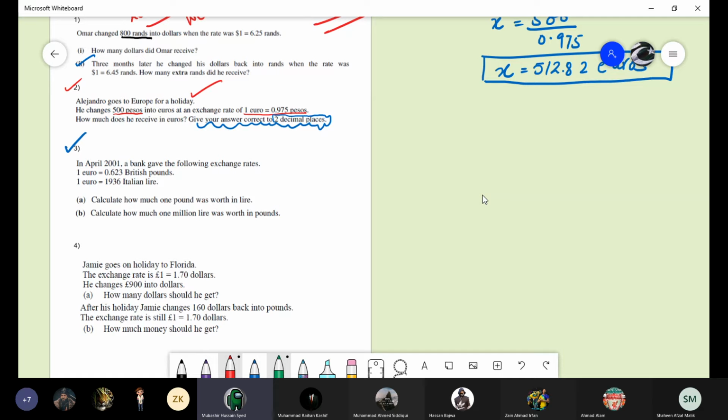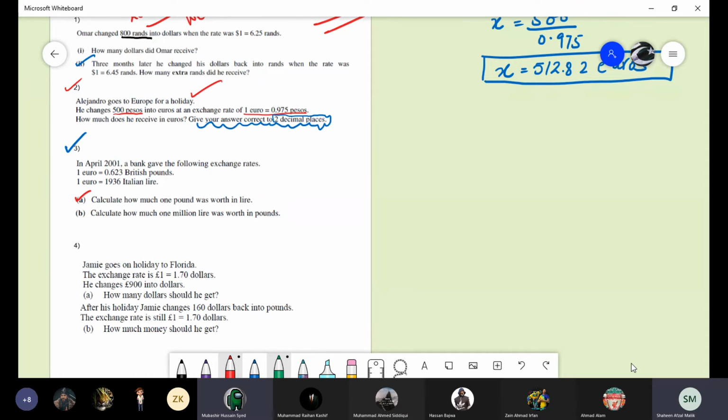April 2001, a bank gave the following exchange rate: €1 equals 0.623 British pounds, and €1 equals 1936 Italian lira. Calculate how much £1 was worth in lira. First of all, you have to calculate how much 1 pound was worth in lira. So what will be the heading of this one?